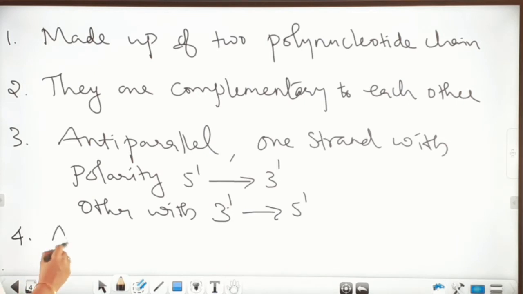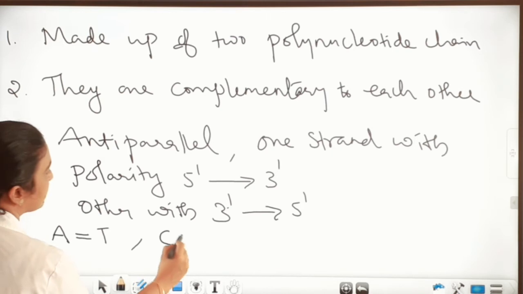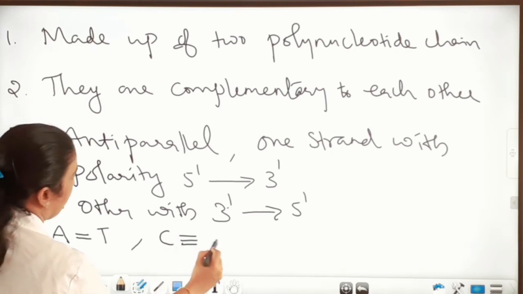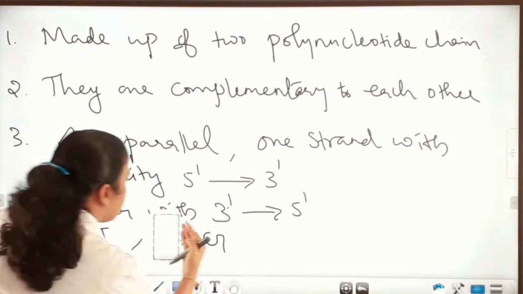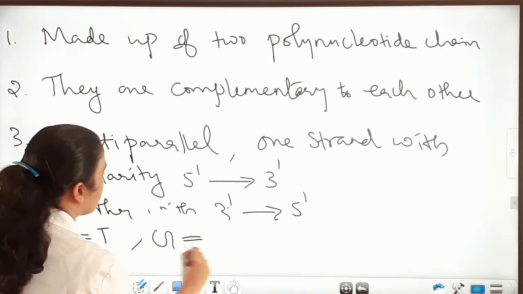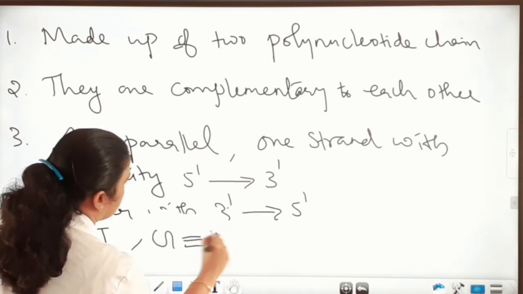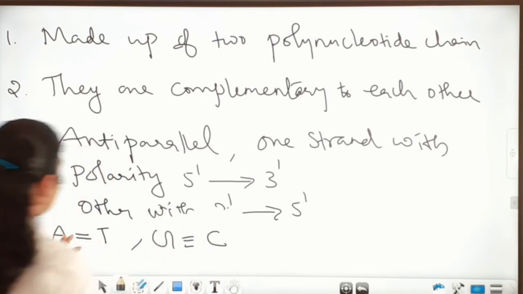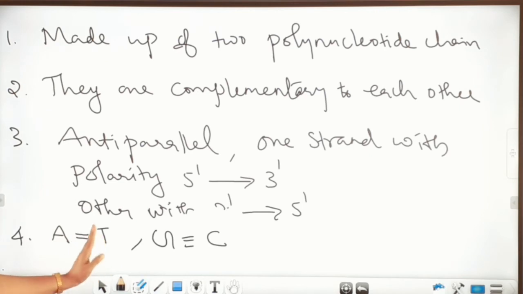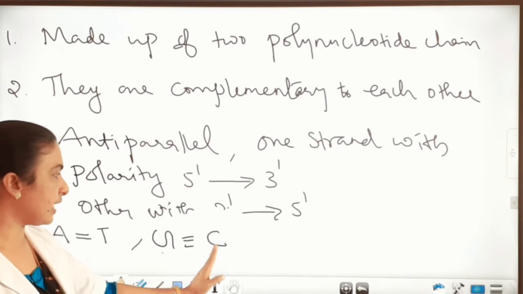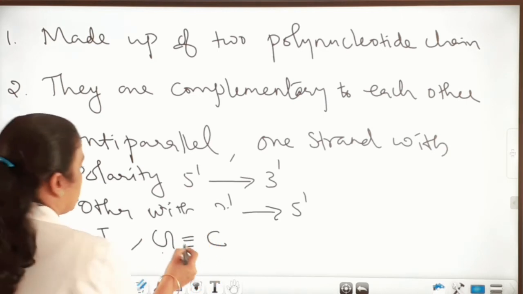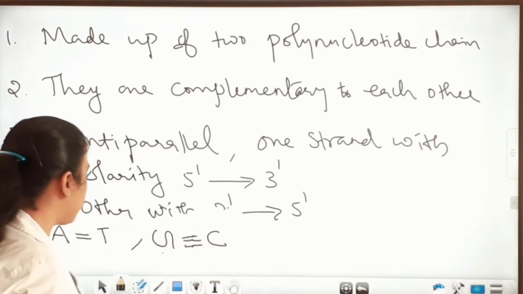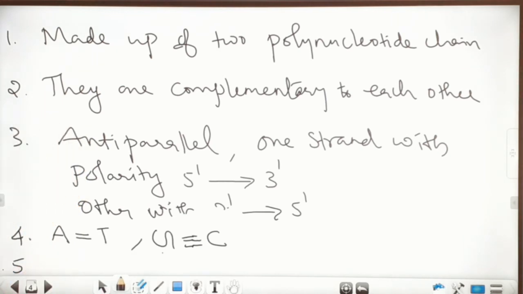And the fourth one is that in the two strands the nitrogen bases are base pairing. That base pairing is adenine is always base paired with thymine, and cytosine is always base paired with guanine. Here adenine is always base paired with thymine with the help of two hydrogen bonds, and guanine base pairs with cytosine with three hydrogen bonds. That I already taught you.